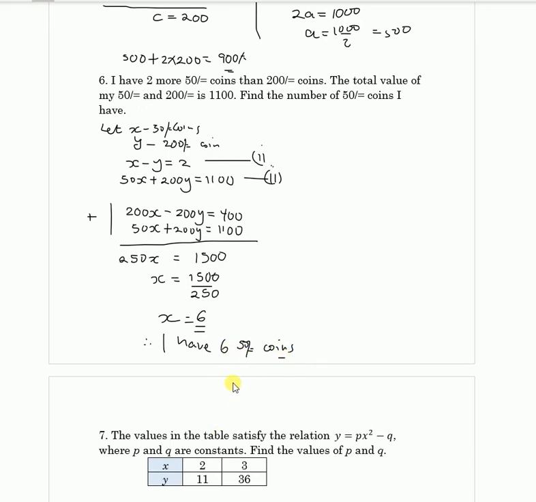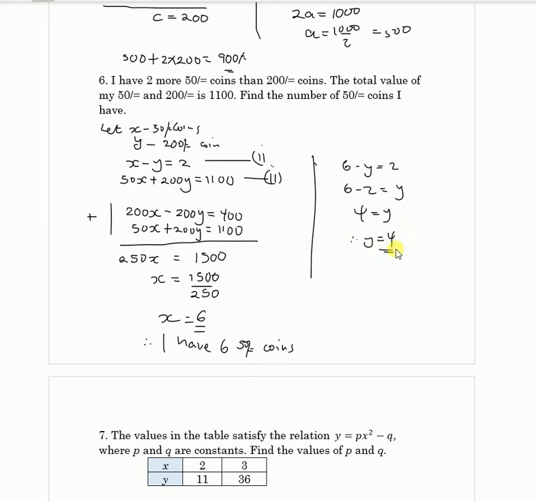If you want to get also the number of 200 coins you have, then you can see that that one is x, which is 2 minus y. It is not x minus 2. X is 6. I have 6 minus y equaling to 2. So that 6 minus 2 is equal to y, and 4 is equal to y. Therefore y is equal to 4.